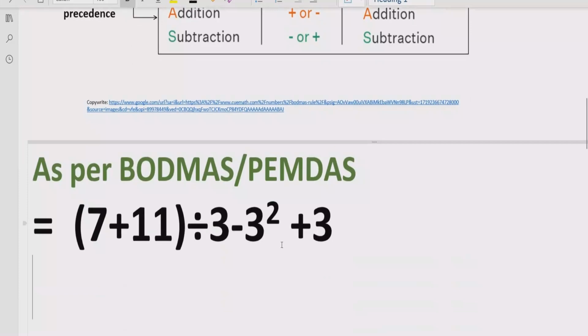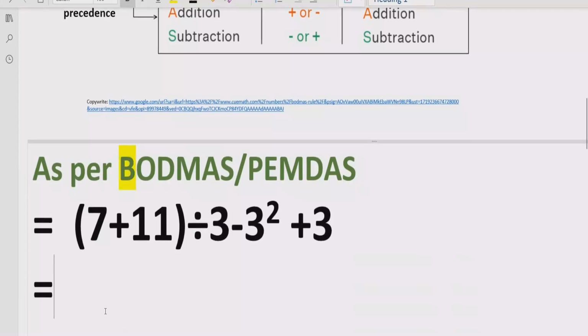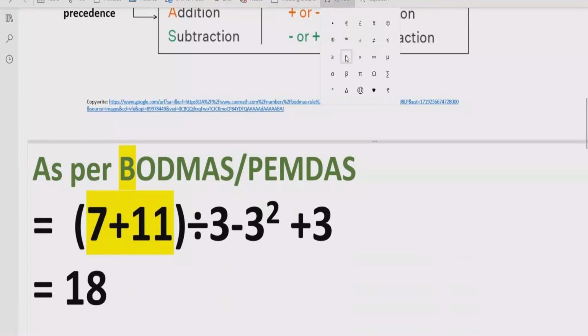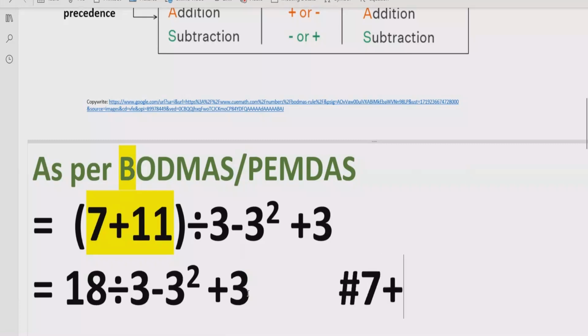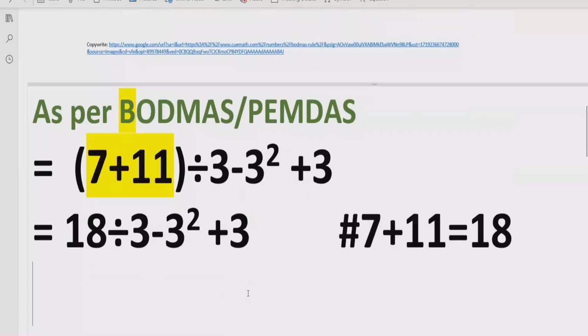Now, move forward to solve the given expression. According to the BODMAS and PEMDAS rule, first of all, we have to solve the bracket. So here we have this bracket 7 plus 11. So we will solve both of them and get the answer 18, divided by 3 minus 3 raised to power 2, which we will write as it is, and again plus 3 we will write as it is. And here we will give the reference: 7 plus 11 equals 18.